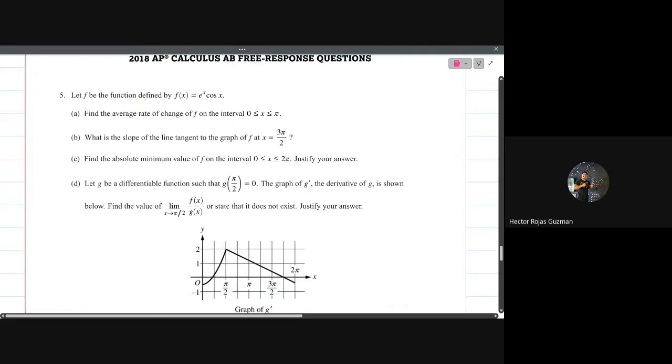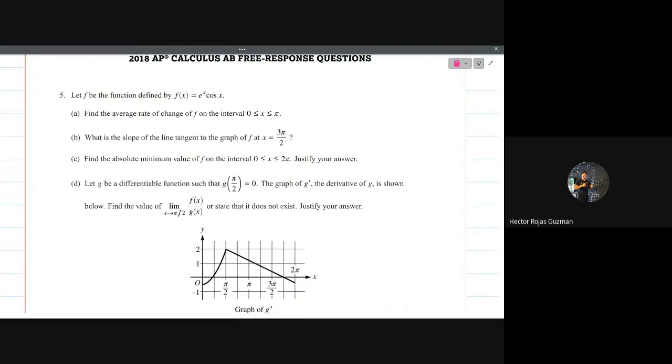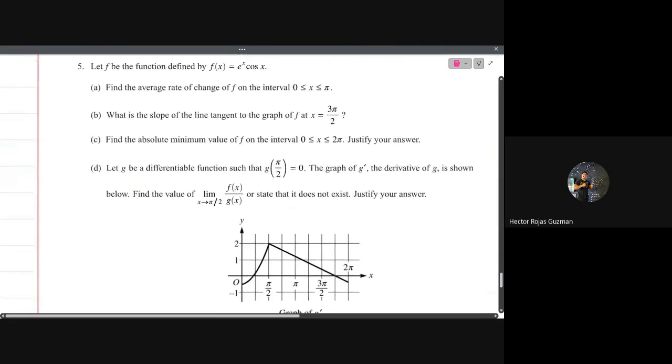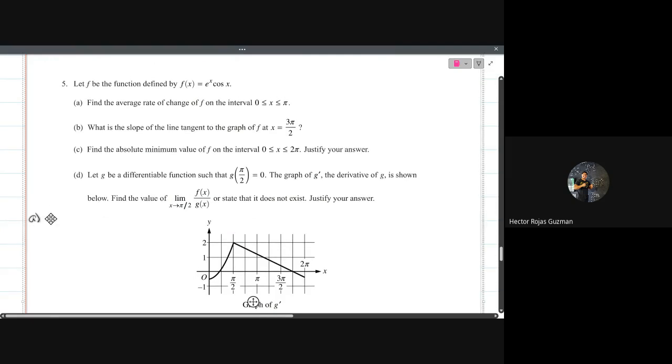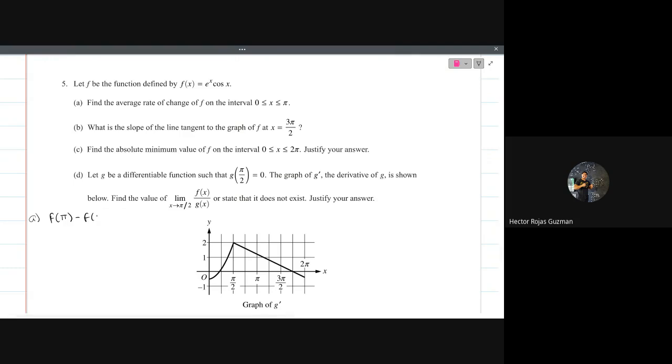Let f be the function given. Find the average rate of change from 0 to pi. Okay, average rate of change, nothing too bad. I'll do it right here. If we're going to find the average rate of change, then we're going to have to do f of b minus f of a divided by b minus a.